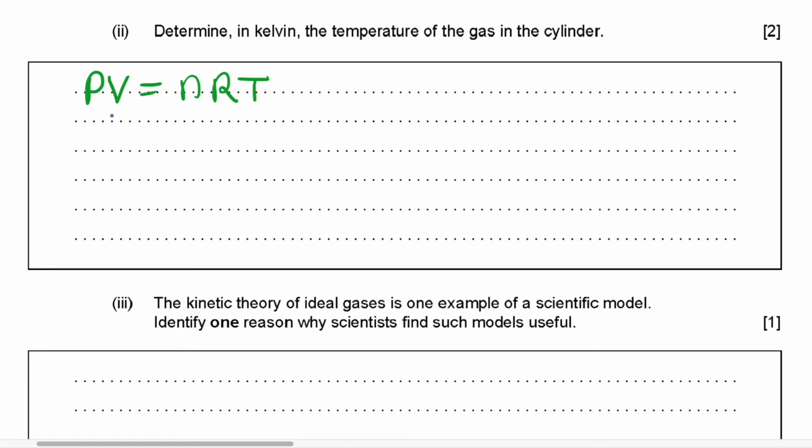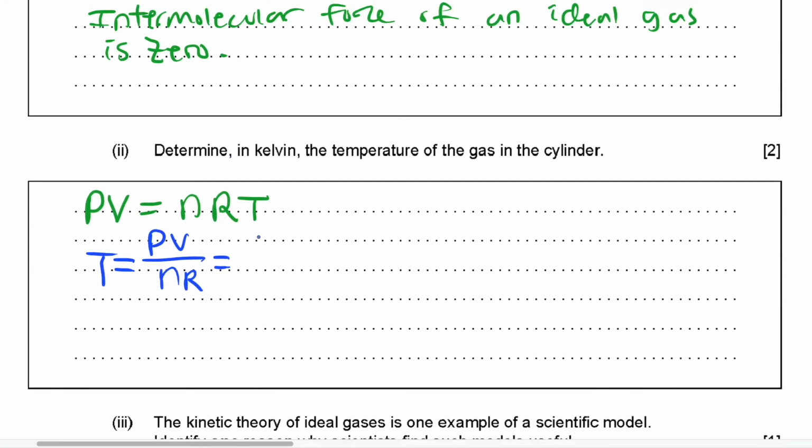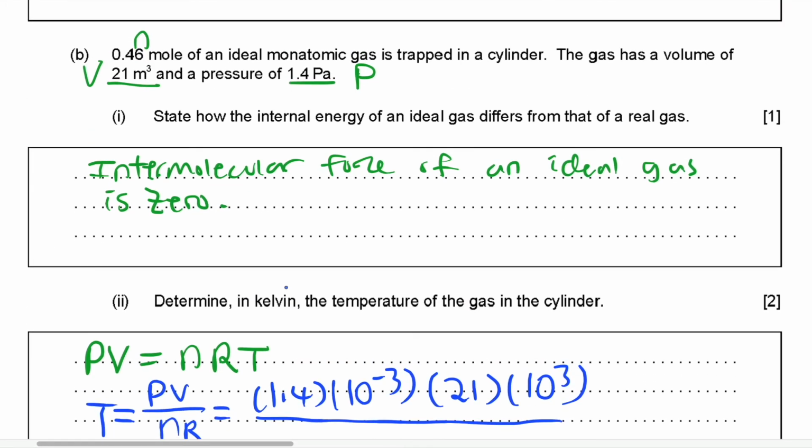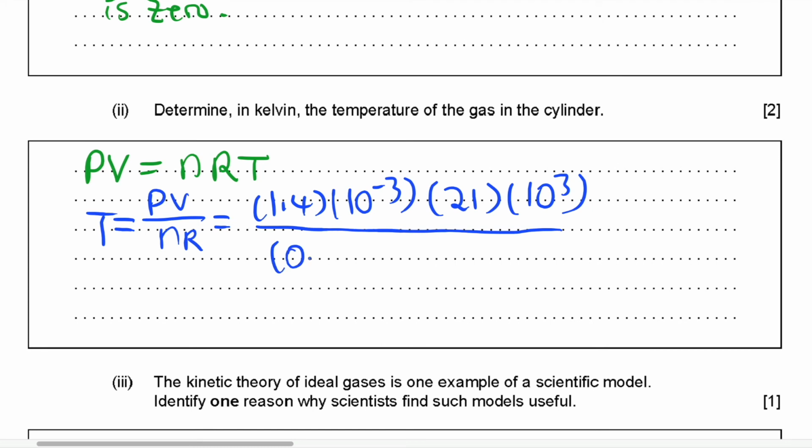So from here we know that temperature is equal to PV divided by NR, which is equal to 1.4 multiplied by 10 to the power of -3 multiplied by volume, converted to decimeter, divided by number of moles, which is 0.46, multiplied by R constant, which is equal to 8.31, and this is going to be equal to 7.7 with a unit of Kelvin.